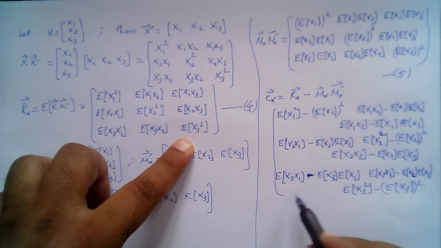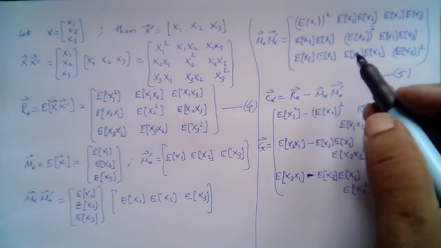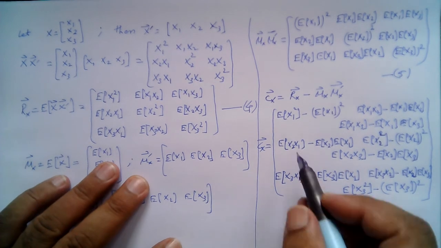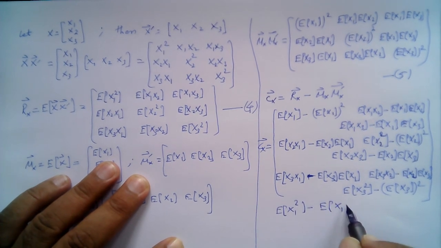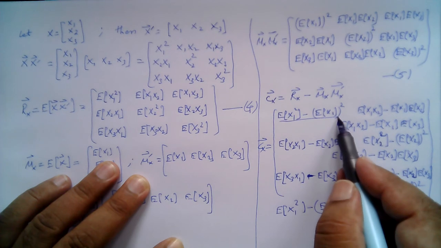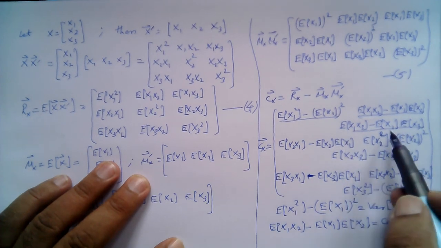So this is the covariance matrix that we have obtained after subtracting this matrix from this one according to this formula. But if you notice, this expected value of x1 squared minus square of the expected value of x1 is basically variance of x1, right? This entry here. And the second entry here, expected value of x1, x2 minus expected value of x1 multiplied by expected value of x2, is covariance of x1 and x2, right? Likewise, this third entry here is covariance of x1 and x3.